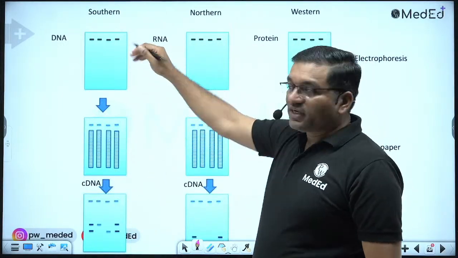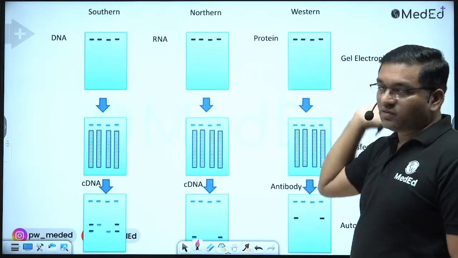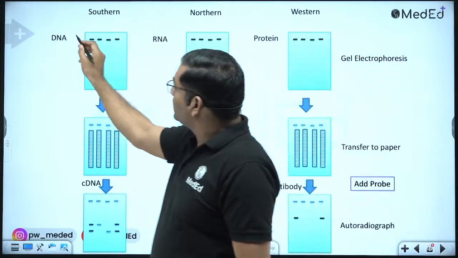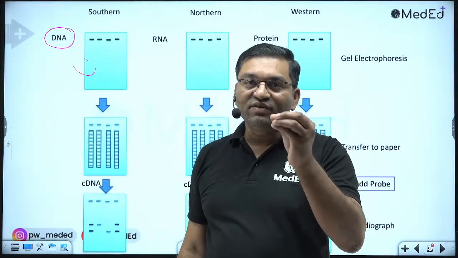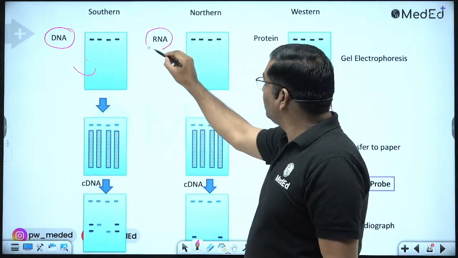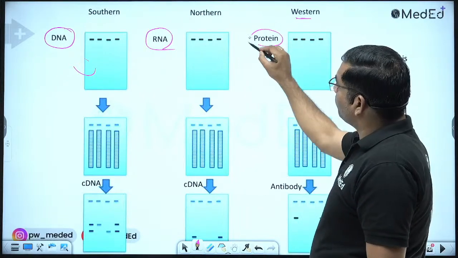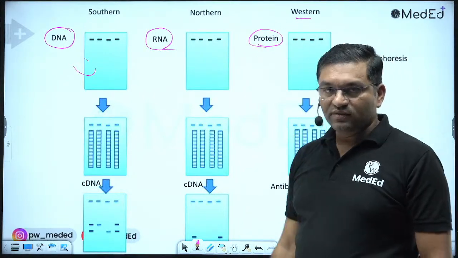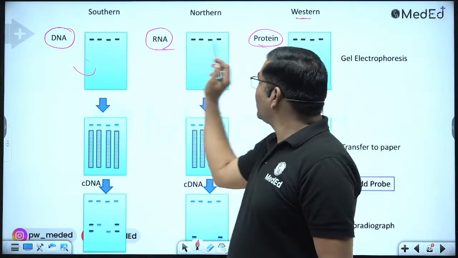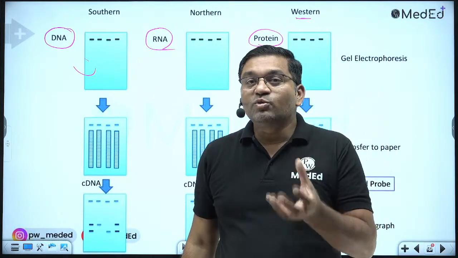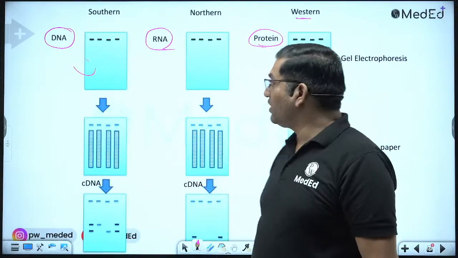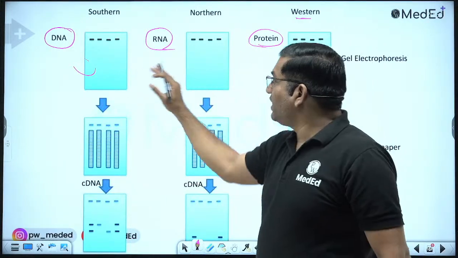Now see, these are the blotting techniques: southern blotting, northern blotting, and western blotting. Southern blotting is a technique for the DNA. It is given by Edward Southern, that's why the name. Northern blotting is for the RNA, and western blotting is for the protein. For DNA and protein interaction, it is DNA footprinting. Okay. Southern, northern, and western: DNA, RNA, and protein.